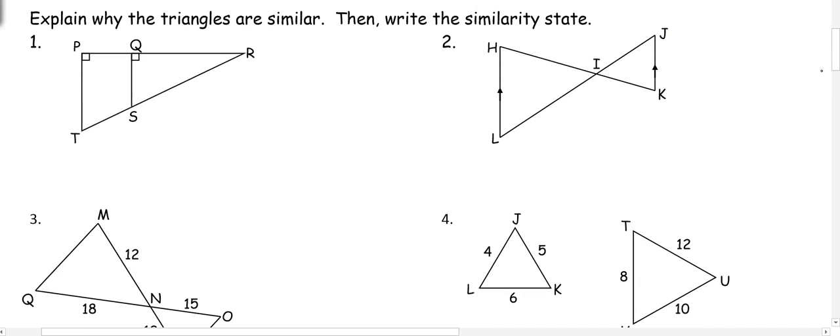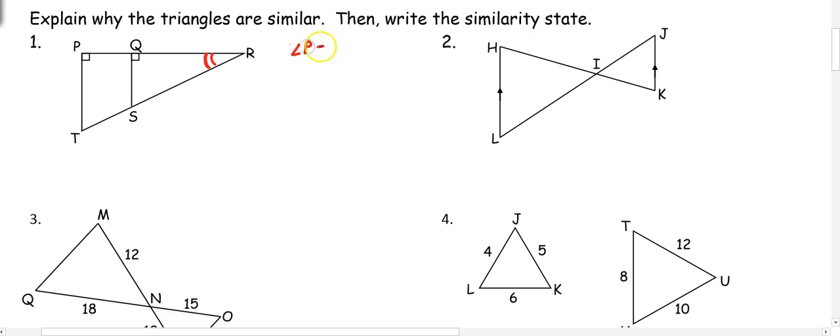Explain why the triangles are similar and then write a similarity statement. In number 1, we already know that P and Q are congruent because they have the same right angle marking. We also have a big triangle and then a little triangle inside. Notice that those two triangles share an angle. And remember, when something is shared among the triangles, that's the reflexive property. So by the reflexive property, we know that R is congruent to itself.